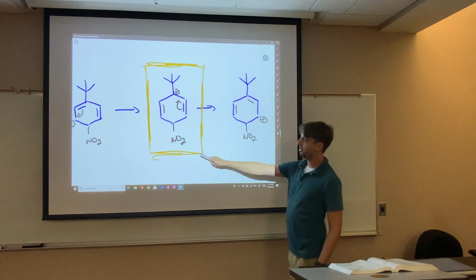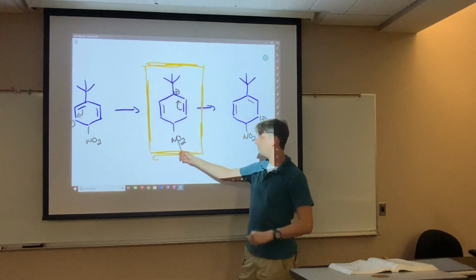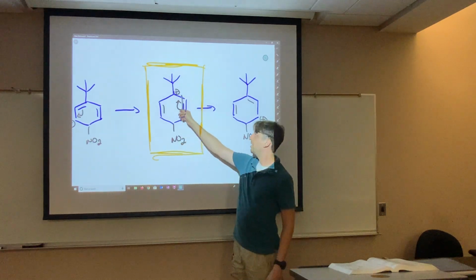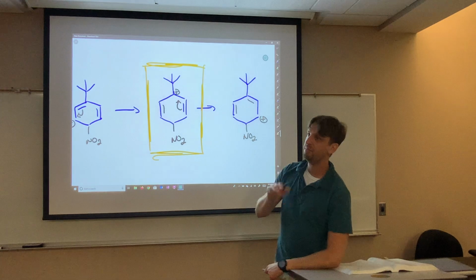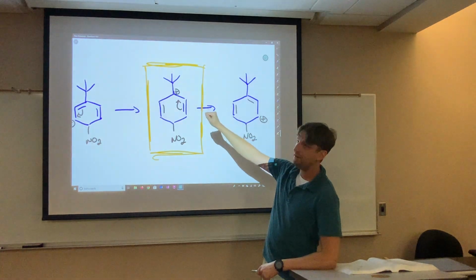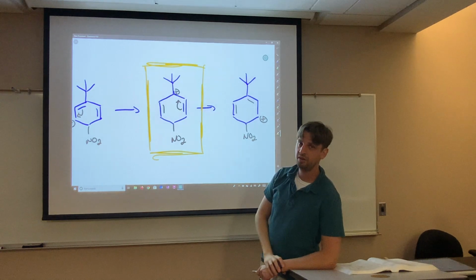This is the resonance structure that makes the difference. It doesn't necessarily matter yet where the NO2 is, okay? It matters where the positive charge is. So in those resonance structures that I boxed in yellow, the positive charge is sitting on the carbon where that tert-butyl group is. Got it?